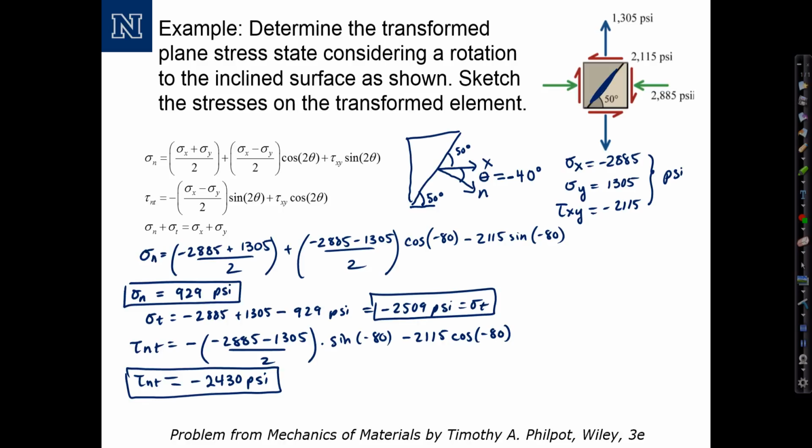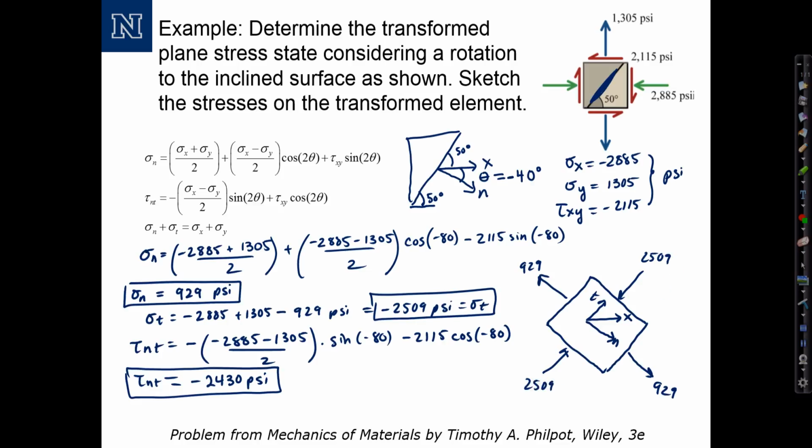Okay, so finally, we're to the last part of the problem, sketching the surface stresses on the transformed element. I'll start by drawing a little coordinate system. Here's the x direction, here's the rotated n direction, and I'll draw the transformed 2D element around that. This direction is the t direction. Sigma n, 929 psi, stress is acting outward since they're positive. 929 and 929 over here. Sigma t, negative 2509, I'll draw those ones acting inward because they're negative or compressive.